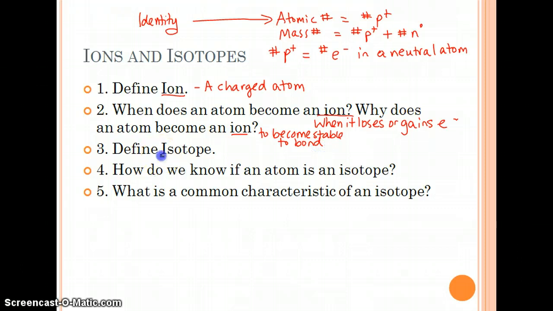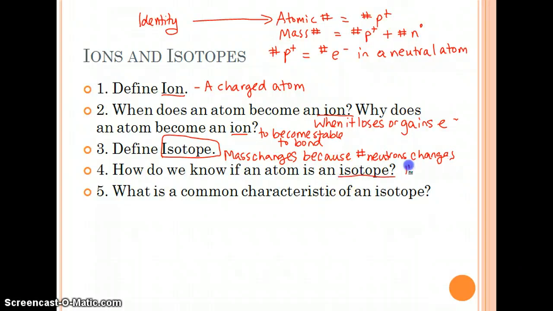Define isotope. So isotope is when the mass changes, and the mass cannot change by the proton number because the proton number has to stay the same to be that particular atom. So what happens is the number of neutrons changes. So if our neutrons are different than what we should normally get, then it would be an isotope. So how we know it's an isotope? The number of neutrons is different.